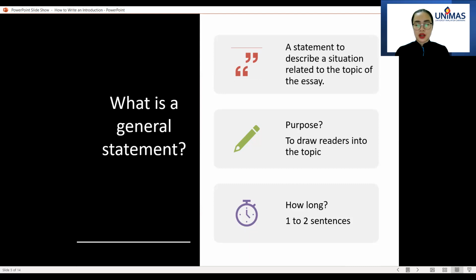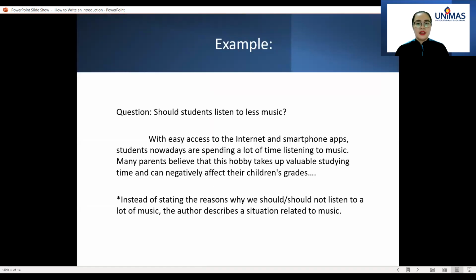And it shouldn't be too long. It should be between 1 to 2 sentences long. It should not take too much of your introduction paragraph because the focus should be on your thesis statement. All right, before that, let's look at some examples. Let's see this question. Should students listen to less music?